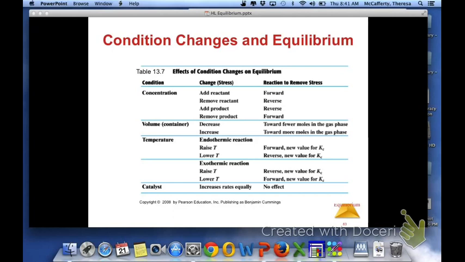A little thing to note here is the effect of a catalyst. Remember, a catalyst works because it lowers the activation energy by changing the pathway. So all it does is increase both the forward and the reverse rate equally, and there is no effect on the equilibrium when I add a catalyst.